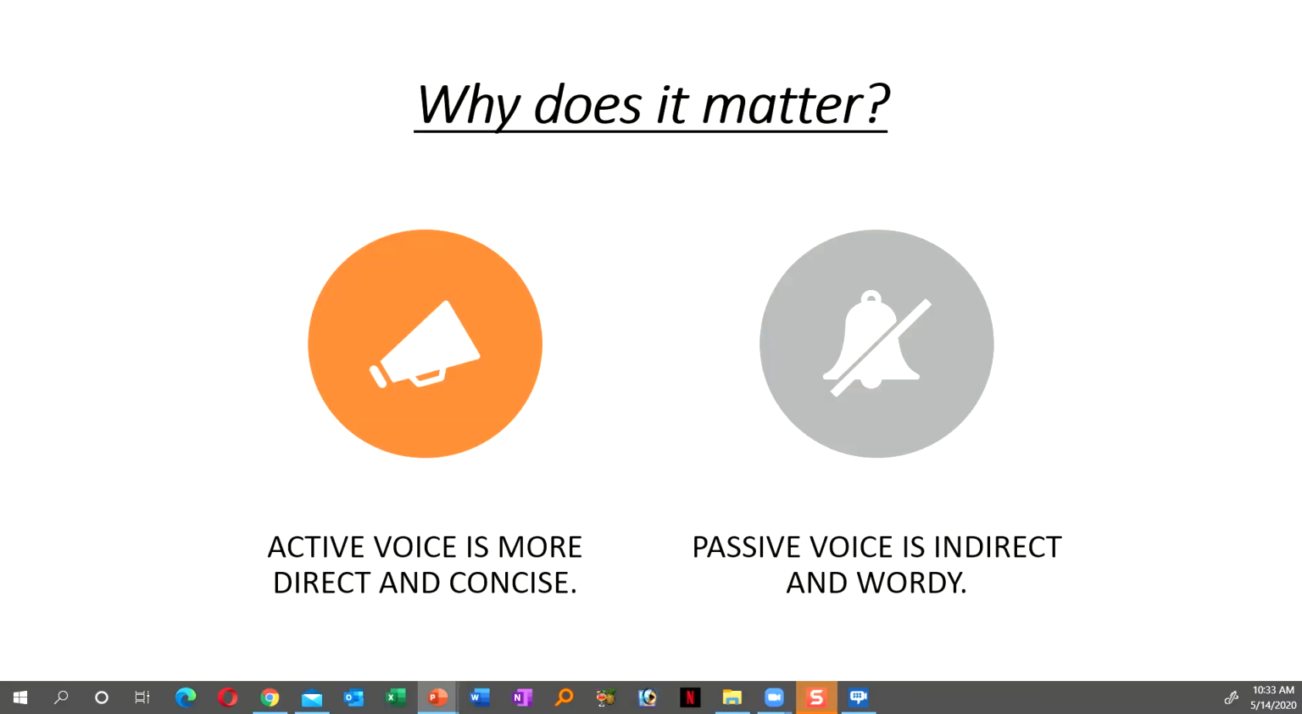So why does this really matter, right? Like I mentioned at the beginning, repeating is really good at this level. Why does it matter? Because the active voice is more direct and concise. Passive voice is indirect and sometimes wordy. Wordy means that you're using too many words to say what you could say in the active voice, and you can be more concise and direct, right?